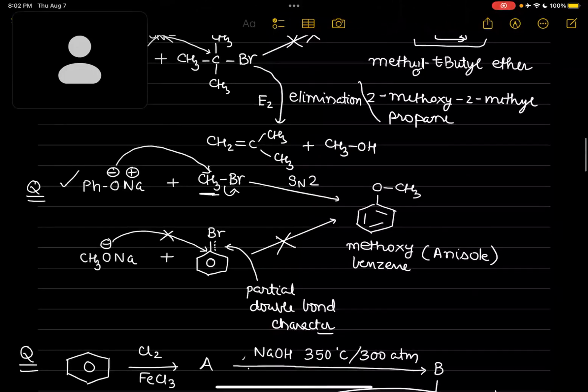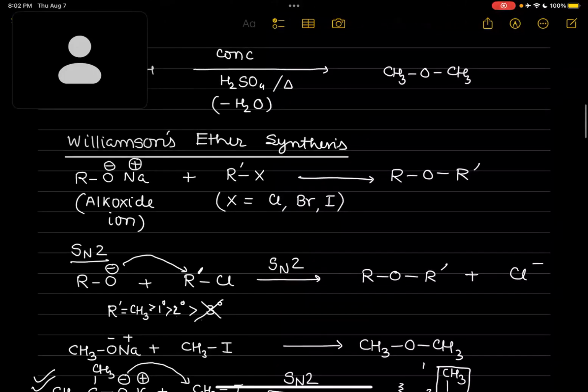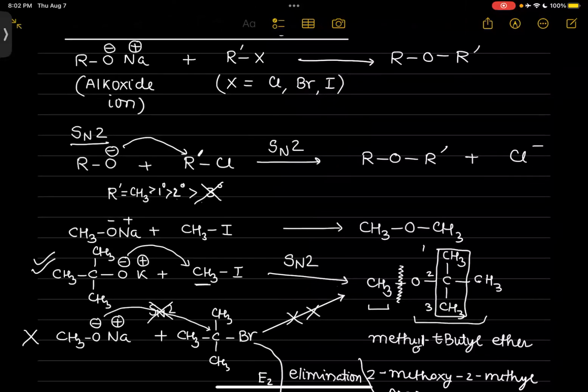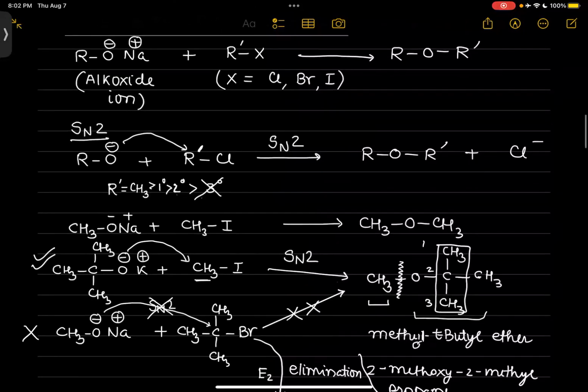This is Williamson ether synthesis. Got it? So you take one alkoxide and an alkyl halide. The alkoxide goes and joins itself to the alkyl halide. That is an SN2 reaction. Okay.